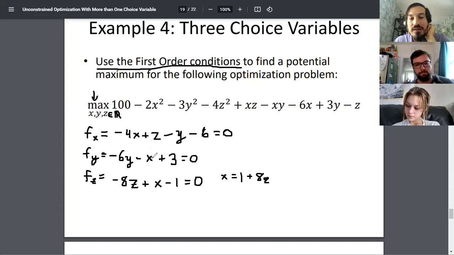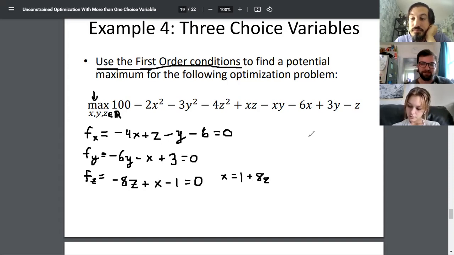Here you can find x in terms of y, and then y in terms of z. And then you could plug everything in here, with x in terms of z and y in terms of z, and then solve for z. You could do that. Is that what you were doing?